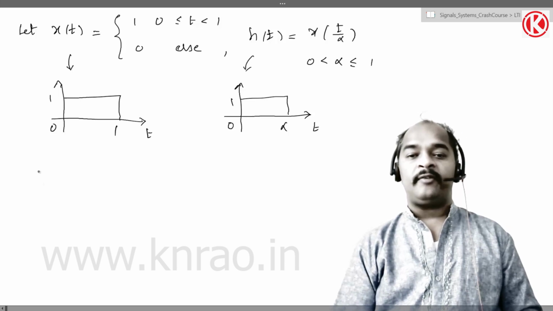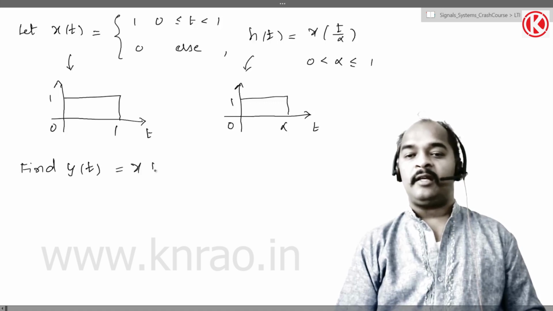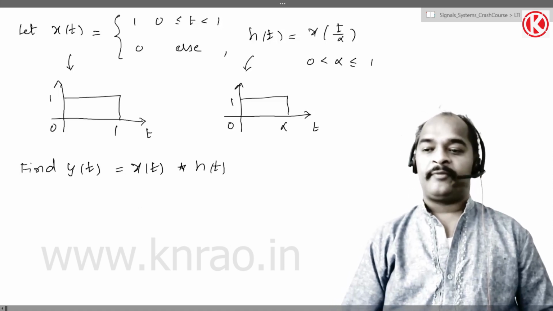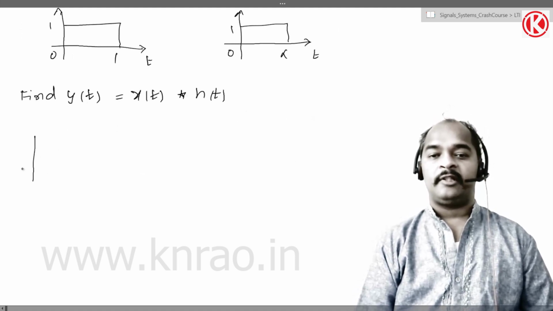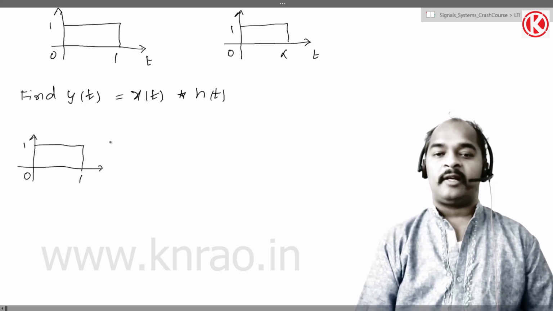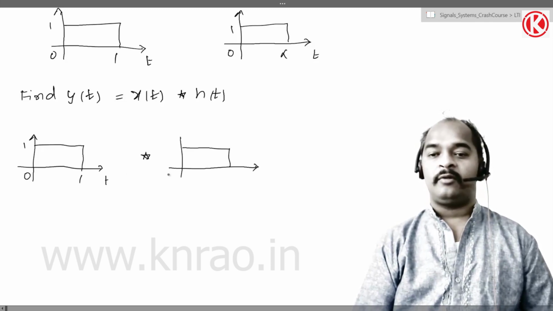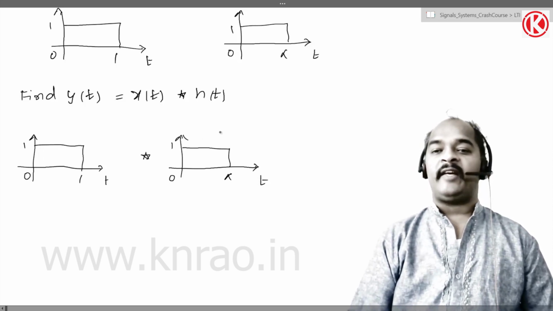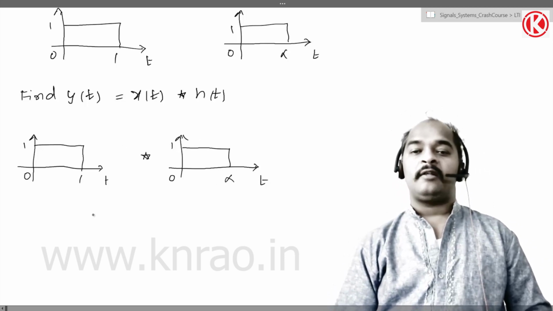Okay, so the question is: find y of t equal to x of t convolved with h of t. So we are asked to evaluate this one. Okay, so this we can plot. We will again plot it. We have to evaluate the convolution of this rectangle with another rectangle from 0 to alpha, and we know that alpha varies from 0 to 1. This is our x of t, this is our h of t. So we are asked to evaluate the convolution of these two rectangles.